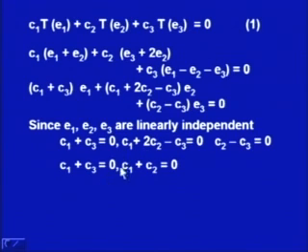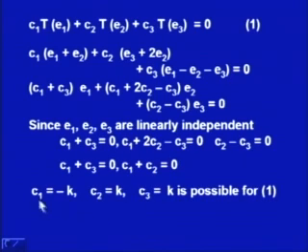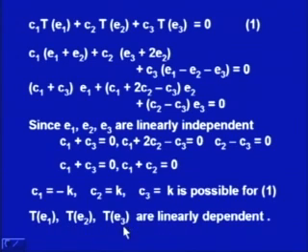So, if you substitute C1 plus C3 equal to 0 here, then we will have C1 plus C2 equal to 0, and that means C1 is equal to minus k, C2 is equal to k and C3 is equal to k is a possible solution for this, and k need not be 0. So, we have obtained a non-zero solution for this equation, and that means Te1, Te2, Te3 are linearly dependent, they cannot be linearly independent because we have got this non-zero solution.